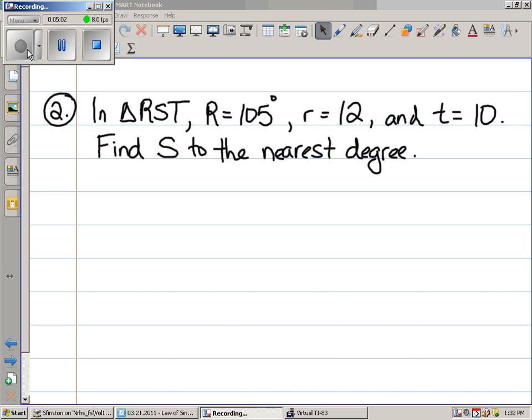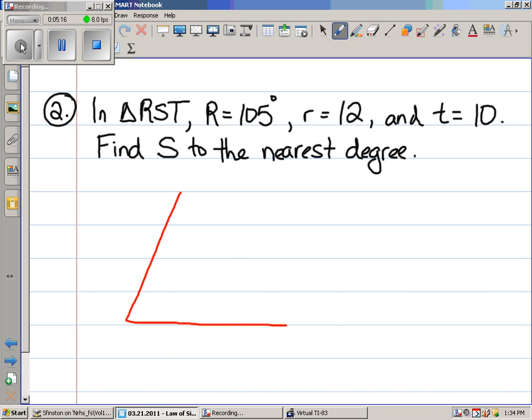All right, let's play again. In the first example, I asked you to find the length of a side. In the second example, now I'm asking you to find how much an angle is worth. So we're going to draw a picture and label it up. Angle R is 105, which means side R equals 12. We've got angle T over here, which means side T has got to be across from it. And S is going to be down over here, and so side S is going to be across from that.